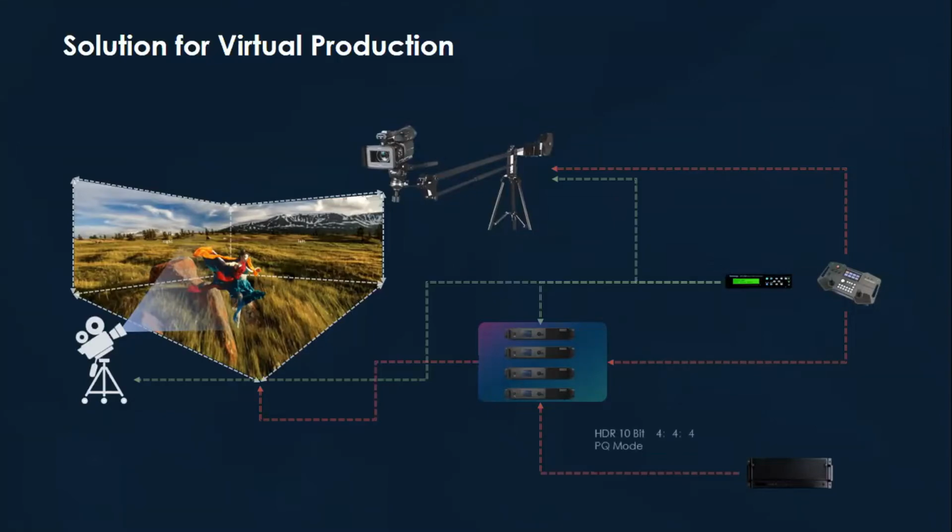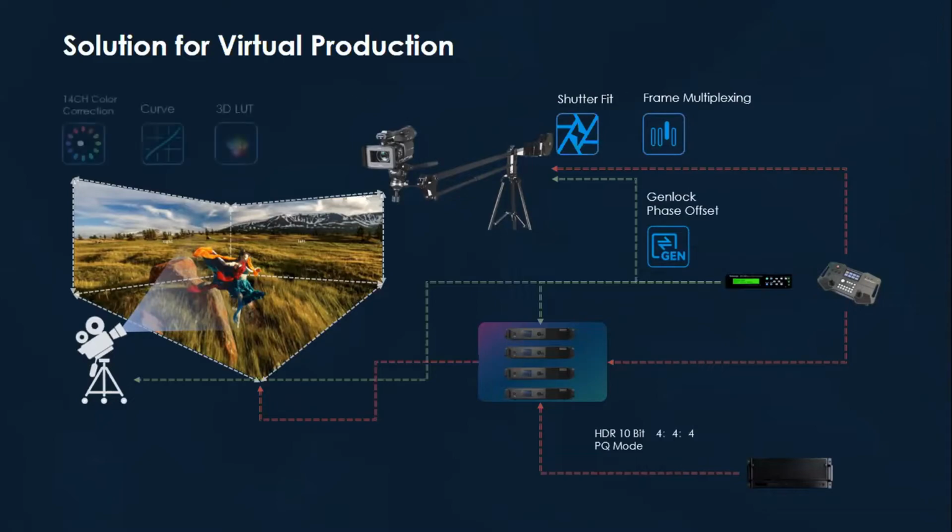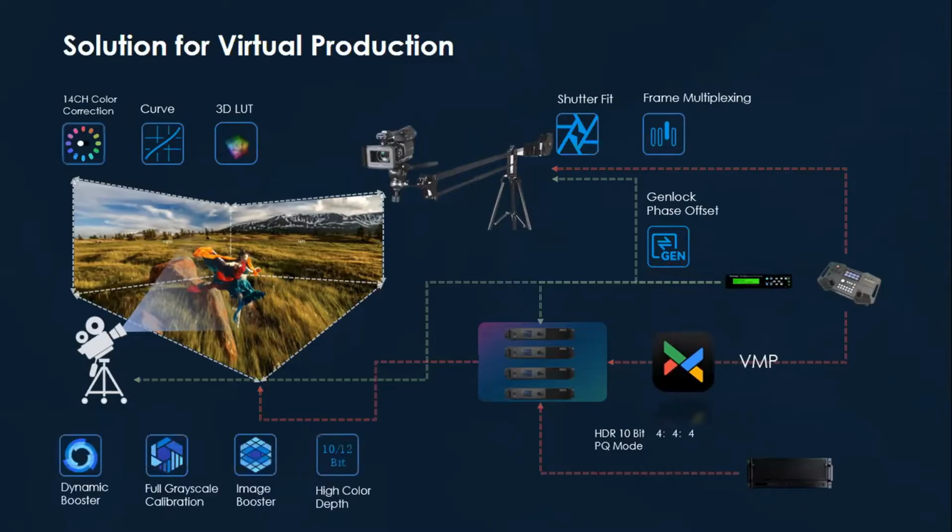So for the source, you can get HDR 10 bits, 4:2:4:2:4, and PQ mode. Here, the shutter feed and the genlock phase offset are designed to better work with the cameras. With frame multiplexing, you can save time and cost. On the screen side, the flexible adjustment can ensure a perfect color match. All of this is supported by the new control system.